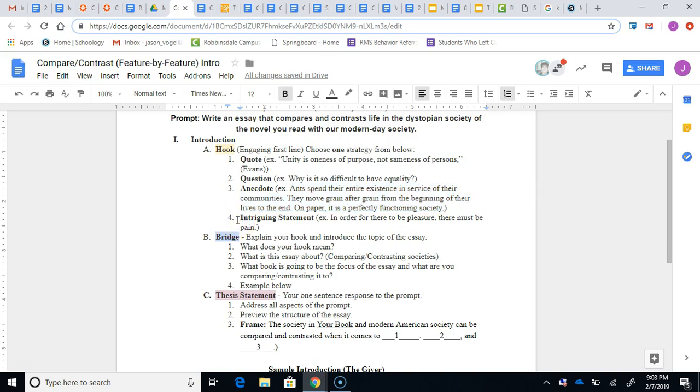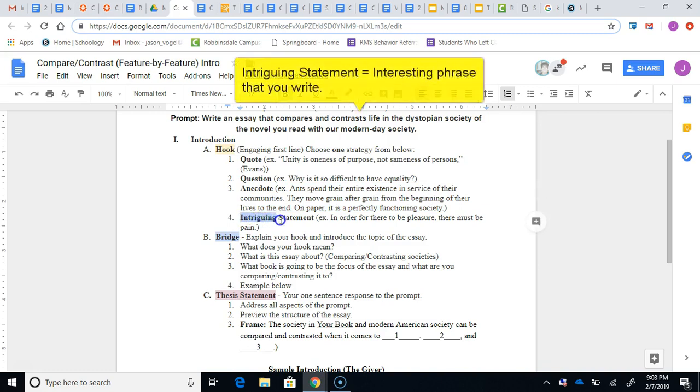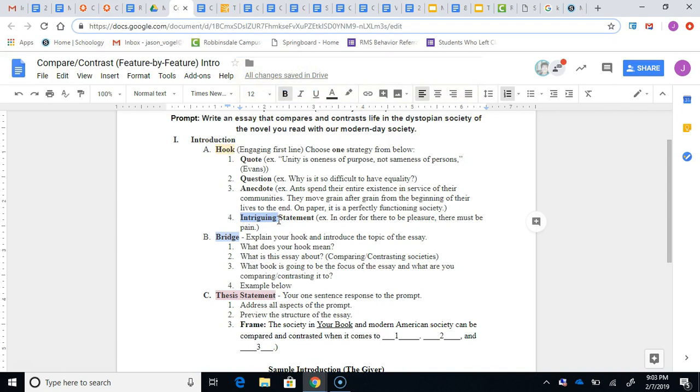The last option you have is an intriguing statement. Intriguing is another word for interesting. So this should again be both interesting and related to your topic. This is something that you create yourself and you don't find it anywhere else. An example would be, in order for there to be pleasure, there must be pain.